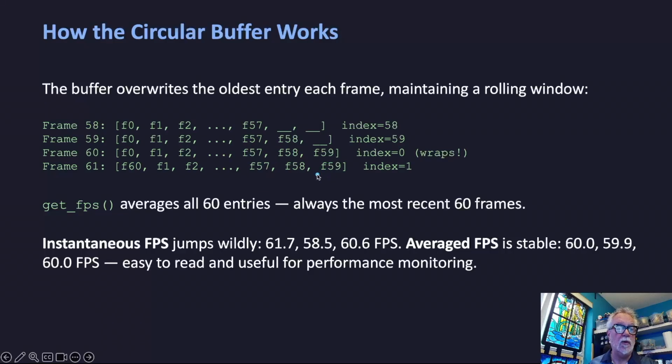And so now when we go here, we fill in this one here, the 59th frame. The index gets wrapped to 0, and so frame 60 data goes in here and overwrites the frame 0 data. And so you can see that 61 will be here, 62 will be here, and so on, right? And so get FPS averages all 60 entries and always the most recent 60 frames.